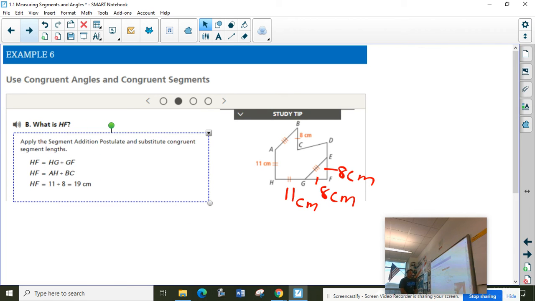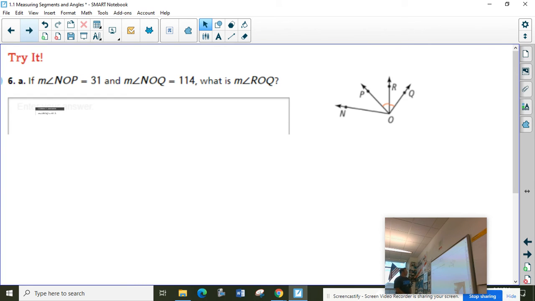11 plus 8 is 19 because of the tick marks. So now you have some try-its. Pause the video, do the 2 try-its, and then unpause it, and I'll see if you got the answers right.